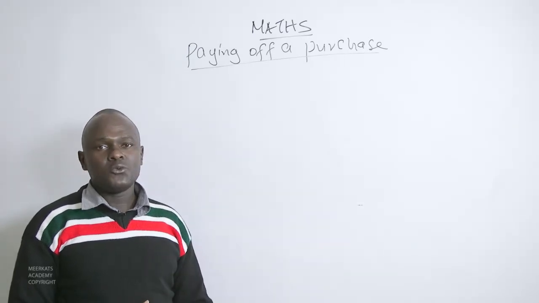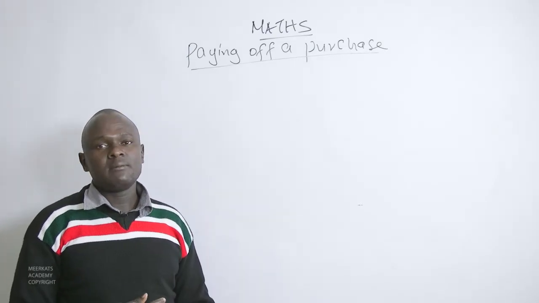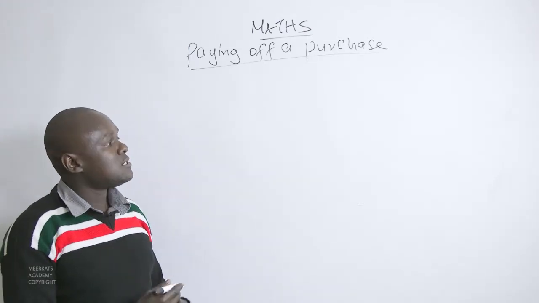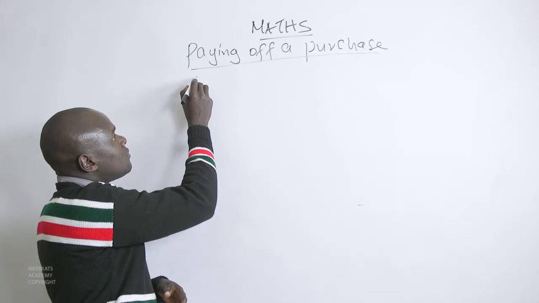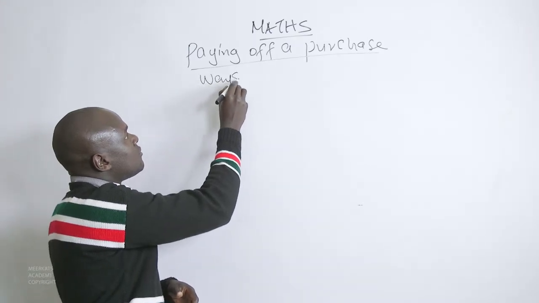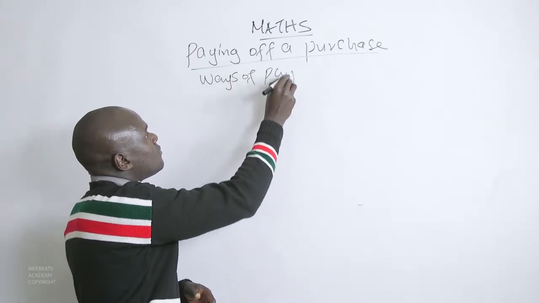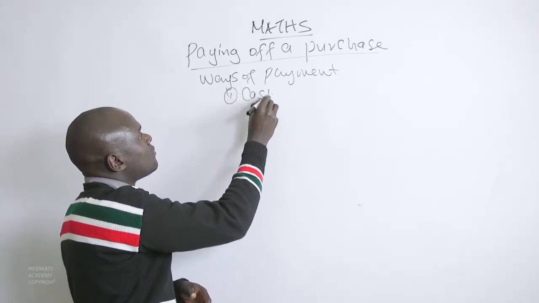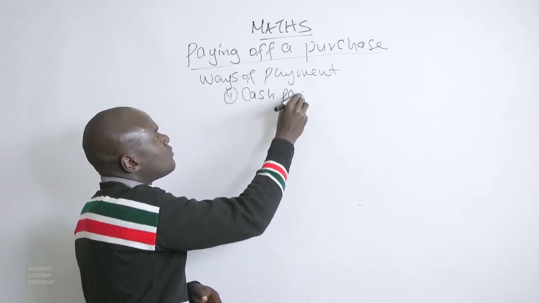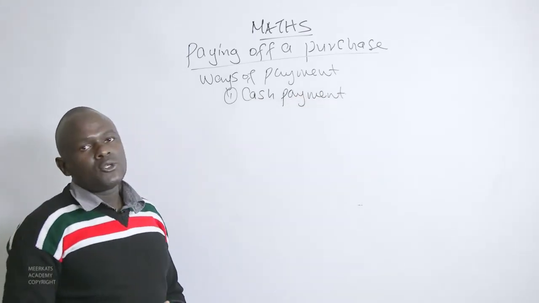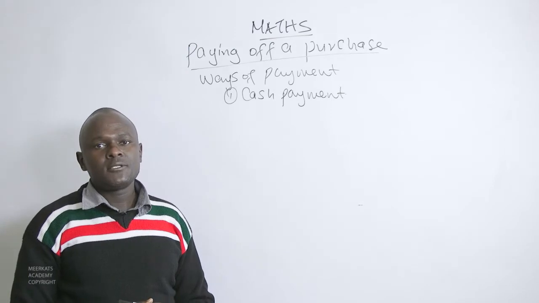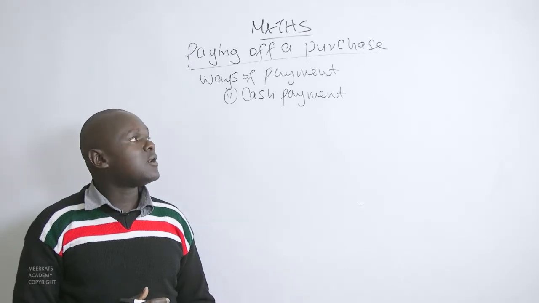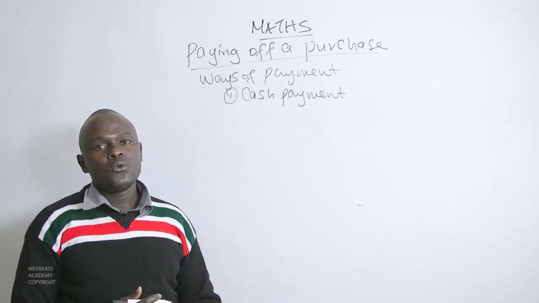Now, there are several ways in which you can make payments for a given purchase, and the most common one is the cash payment. This is the most common one. We call it a cash payment. We can also call it a one-off installment. That is where you just make one installment and you are through with the payment.